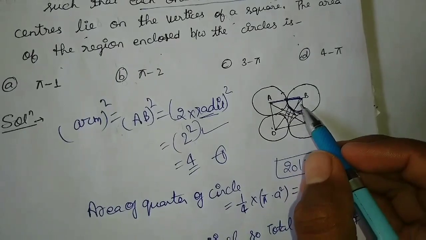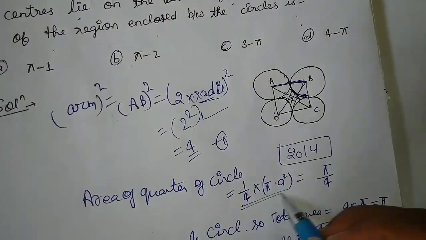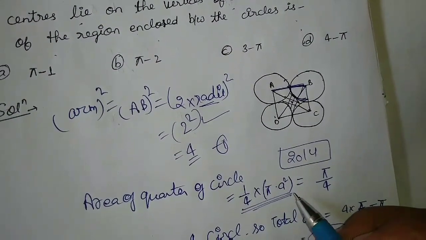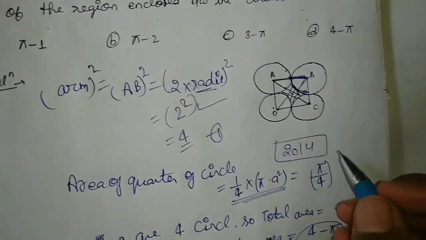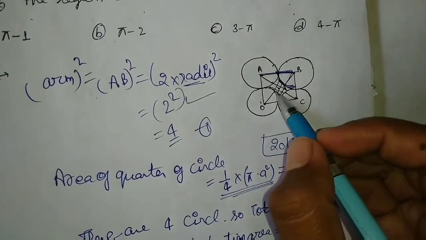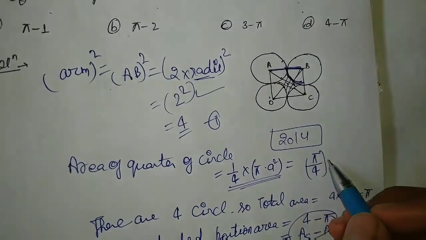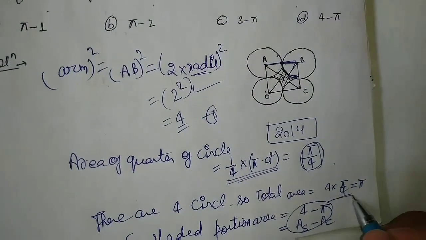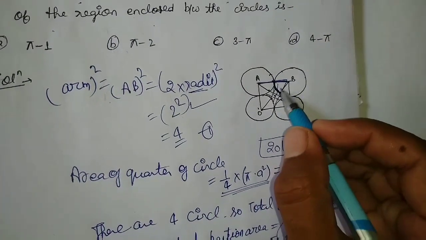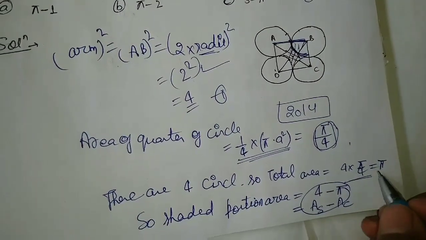Now you have to calculate the area of this one quarter of the circle. It will be just 1 by 4 of the area of the circle. So 1 by 4 into pi r square, and r is 1 because the radius is 1, so it will be pi by 4. Now you have to calculate the area of the shaded portion. There are 4 quarters, so you have to multiply this by 4. So the exact value of the area of these quarters of the circle will be pi by 4 into 4, this means pi.